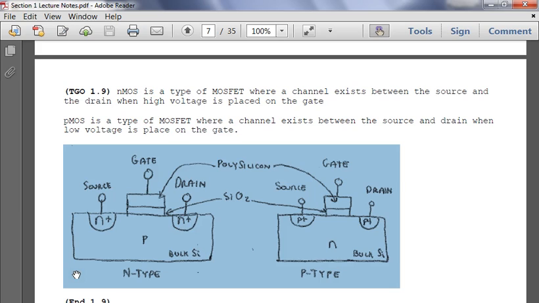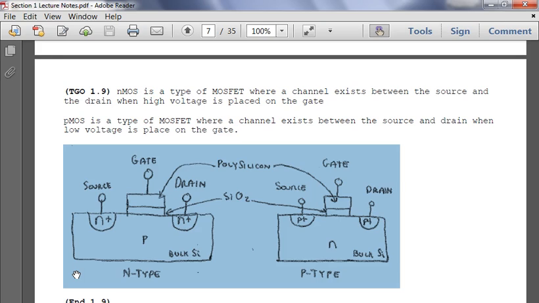So the body in an N-type transistor is a P-type, right? So what's actually happening is when you put a positive value on the gate, you're going to push all your holes down. And what that's going to allow is you have the source and the drain here actually doped heavily with electrons. What's going to happen is it's actually going to create a channel here. And your potential is going to flow from your source to your drain.